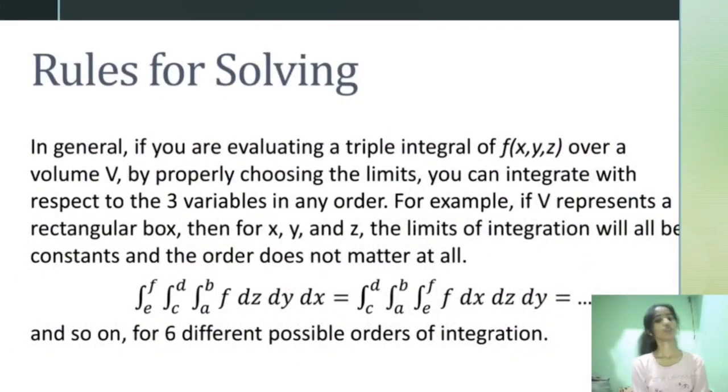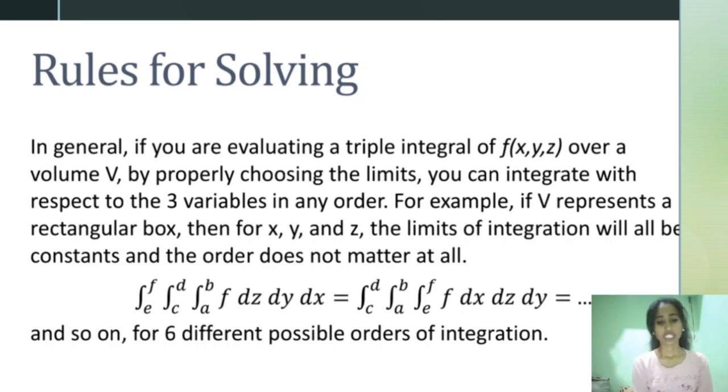Here are some of the rules which we have to follow while finding the volume of triple integration. That is, in general, if you are evaluating a triple integral of f of x, y, z over a volume V, by properly choosing the limits, you can integrate with respect to the three variables in any order. For example, if V represents a rectangular box, then for x, y and z, the limits of integration will be constants and the order does not matter at all.